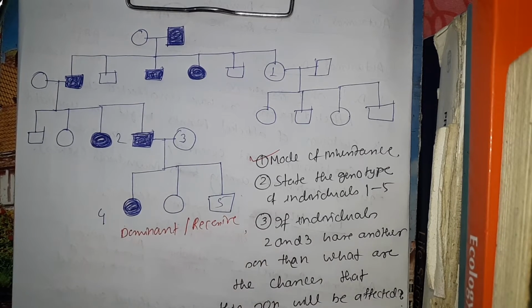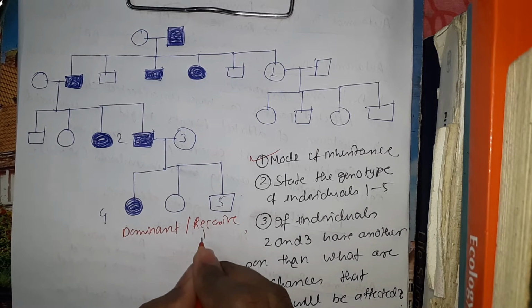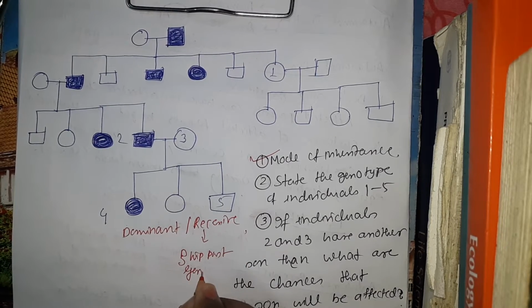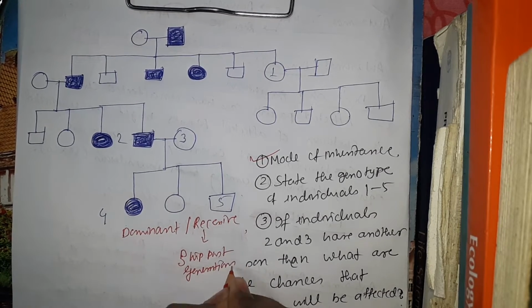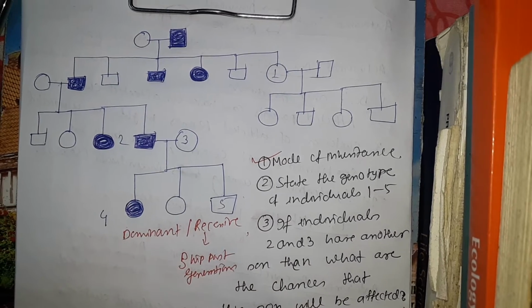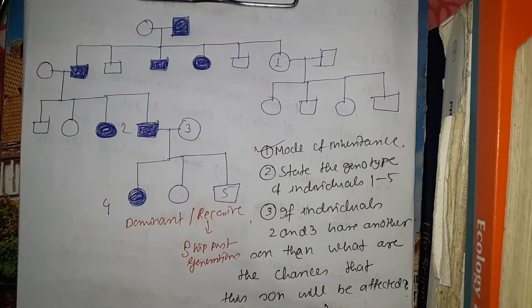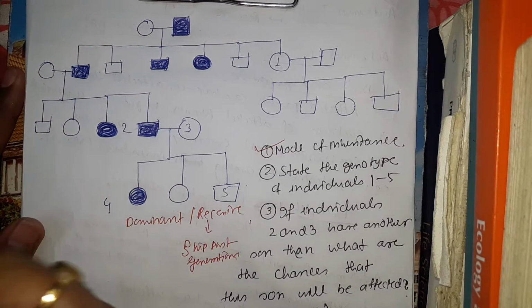For doing this, you need to know one thing: if there is a skipped generation, you can conclude that it is recessive. What does that mean? It simply means that in some generation the disease will not be shown phenotypically, right? So let's look here.